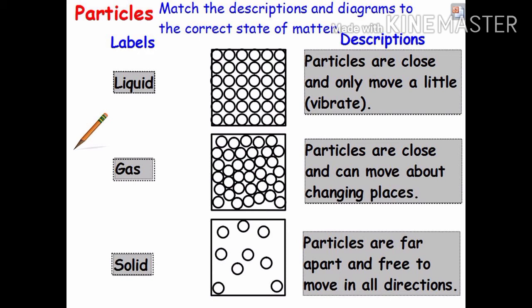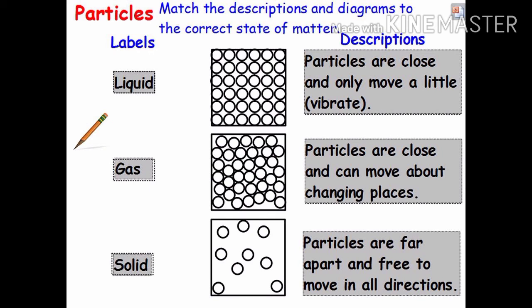Okay, a quick assessment of you people. Minutely observe the arrangement of the particles here. The first one: the particles are closely packed to each other and they can move only a little bit, only vibrate. In the second one, the particles are close and can move about, changing places. And the third, particles are far apart and free to move in all the directions.